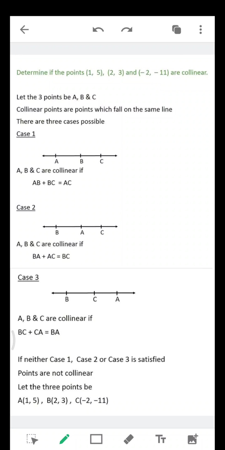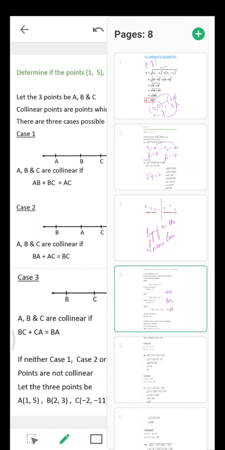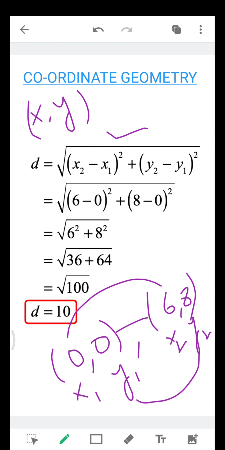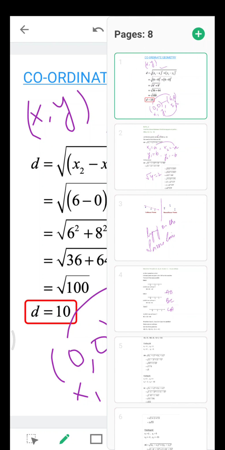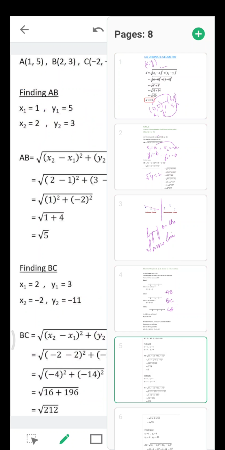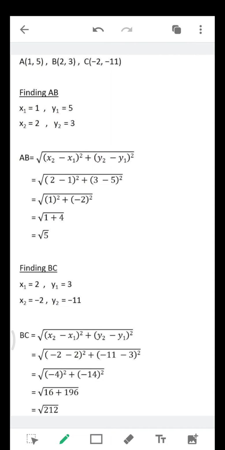So we'll find the distance AB, BC and CA. These 3 distances we will find. How do we find distance now? We'll apply the distance formula, which we have learned. So let's apply the distance formula for each one of these and find the distances.